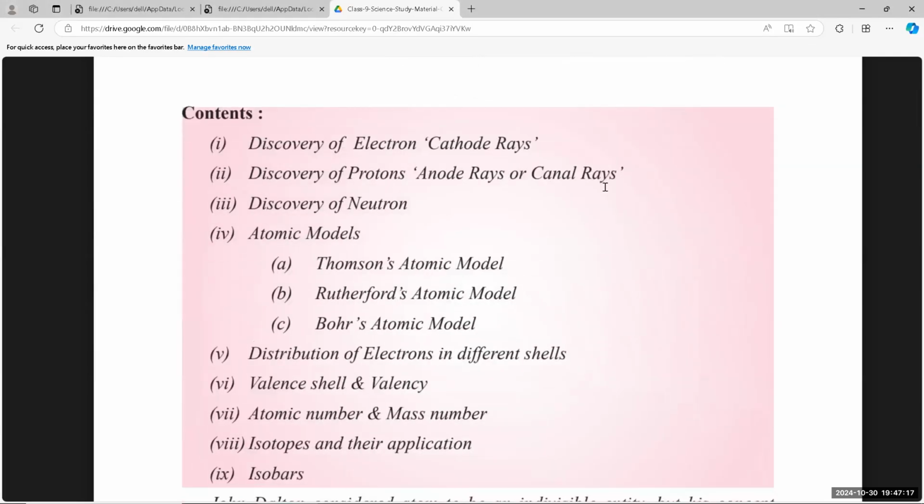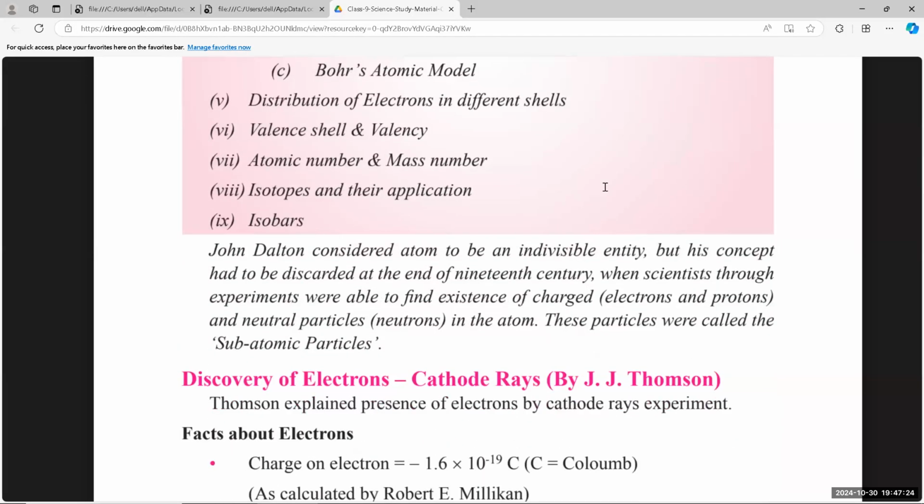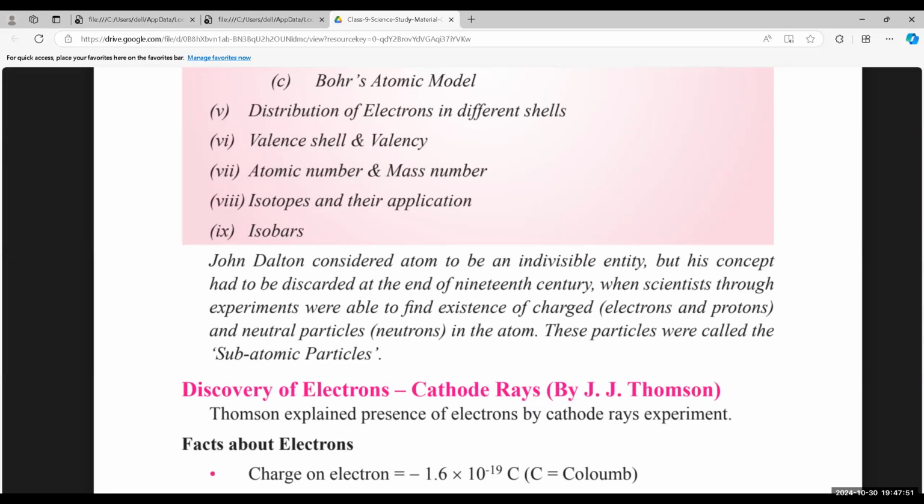Okay, so let's move on to what we're going to discover. So this experiment was done for the discovery of electrons, and how he discovered the electrons, let me explain to you. The electron was actually discovered by J.J. Thomson, by a cathode ray experiment. Let me show you how he discovered this.